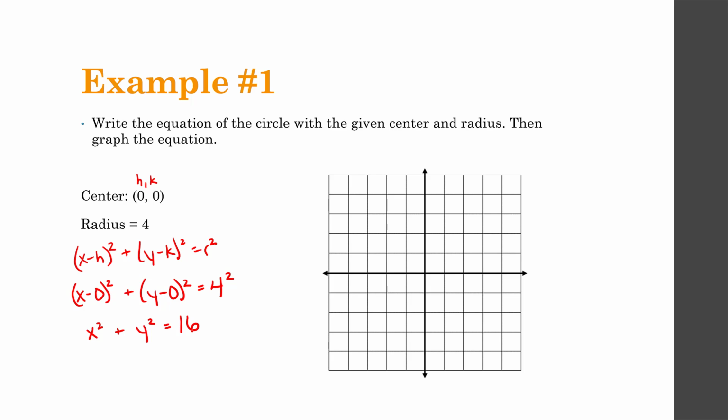To graph it, start with your center and plot that point. So 0, 0, and a radius of 4. From your center, count 4 boxes up, down, left, and right. Up 4, down 4, left 4, right 4. So all 4 of these points are going to be on our circle, and we're going to connect the dots.